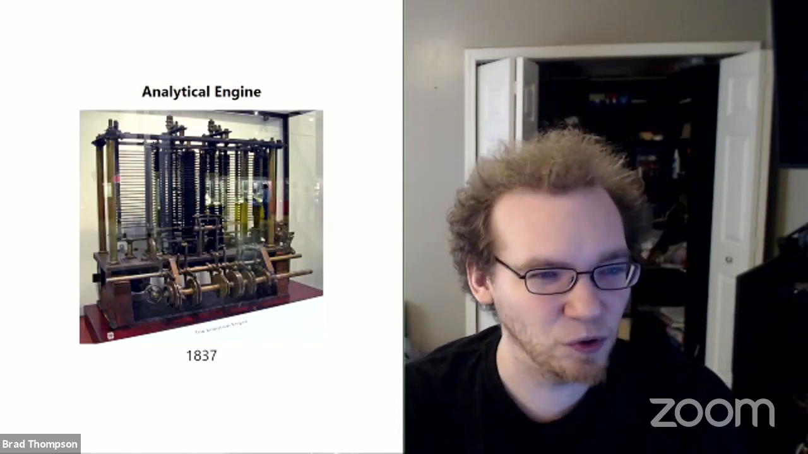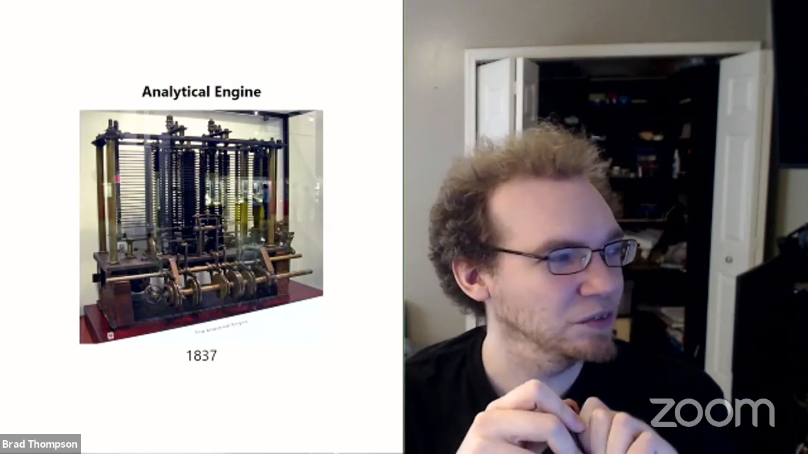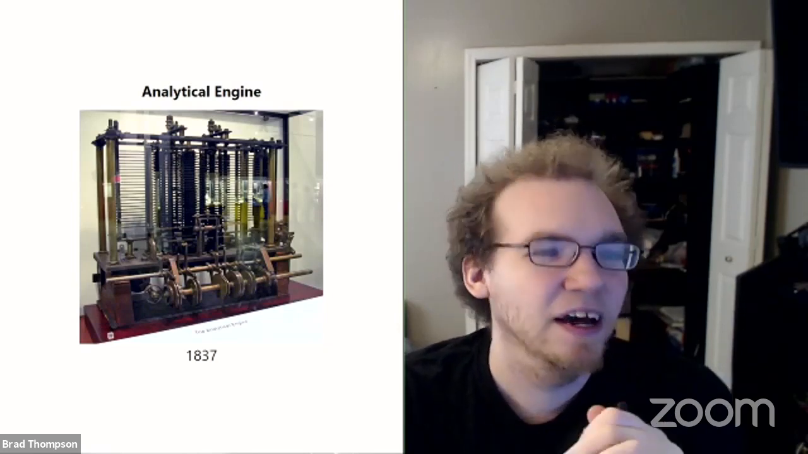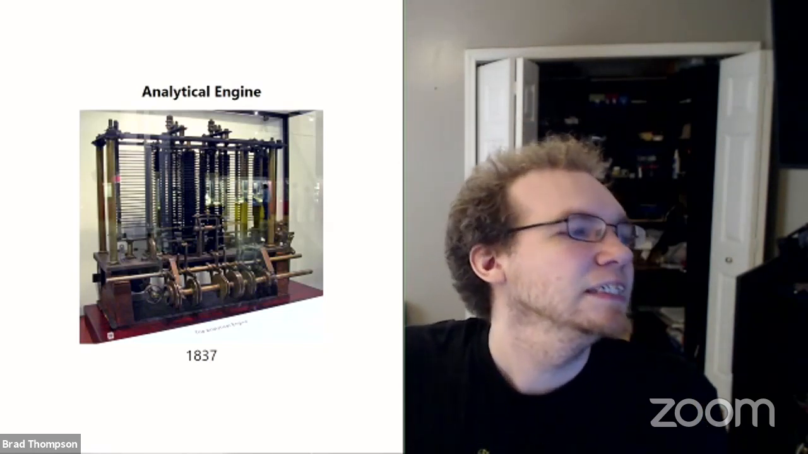It had a store, which I think this is actually a picture of the store component, where it would store data that it's working on. Then the component that he called the mill, which actually did the computation-y bits, and then had input via the punch cards or via mechanical switches to feed in instructions and data, and then output typically in the form of either punch cards or some sort of automated printing doohickey.